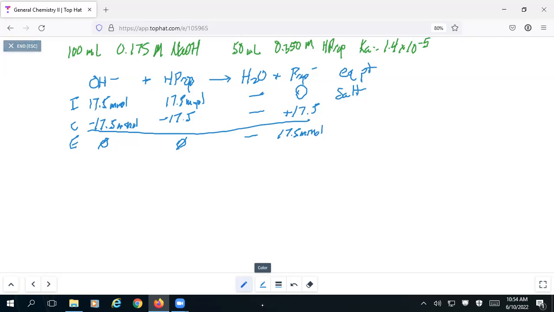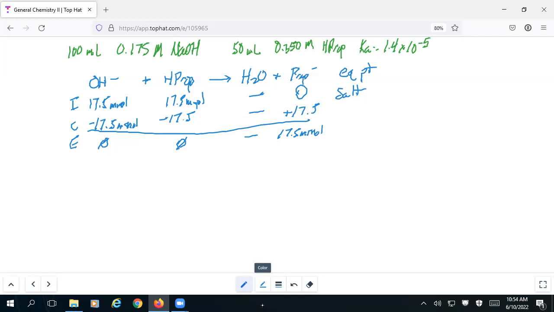We've got a saltwater solution now, because basically all that's left over after this is done is sodium, water, and the propanoate ion. So that's exactly what you would find if you dissolved sodium propanoate in water. So that's why we can treat this like a salt reaction.